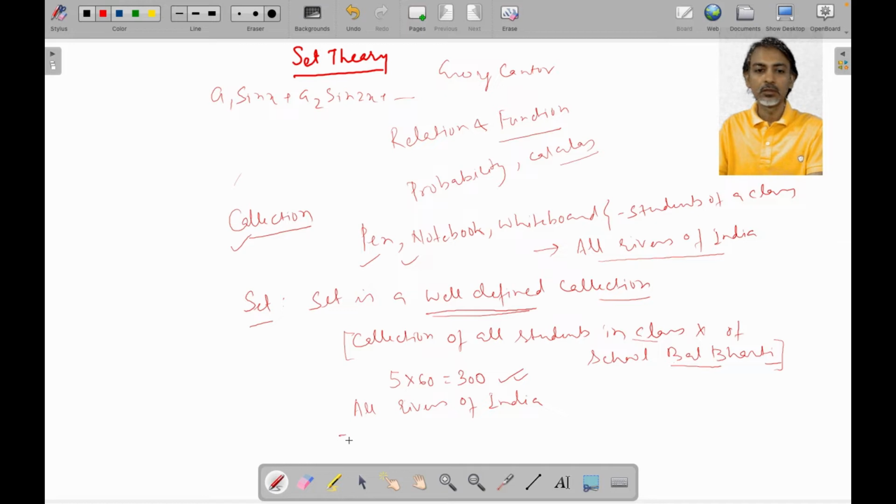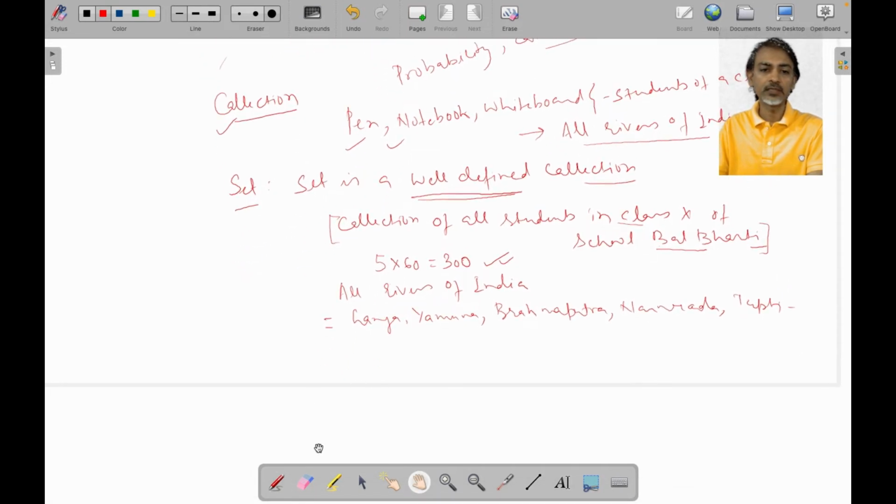Why? Because all rivers of India may include say Ganga, it may as well include Yamuna, Brahmaputra, Narmada, Tapti, Bhagirathi and all the rivers there, right? But say someone comes and asks whether the Nile, which is a river in Egypt, is a part of this collection.